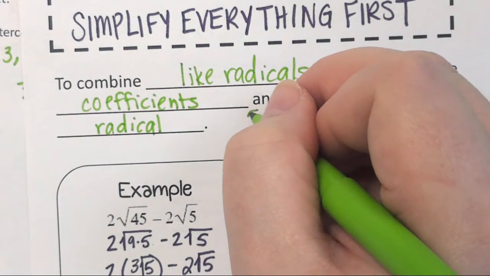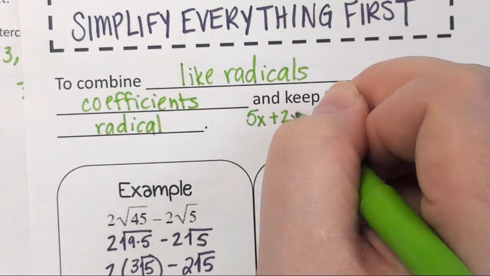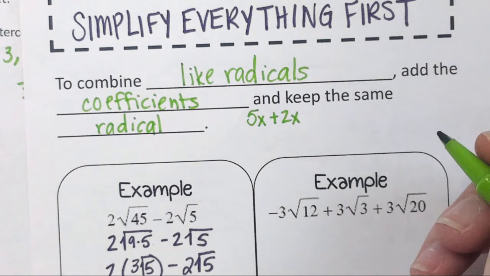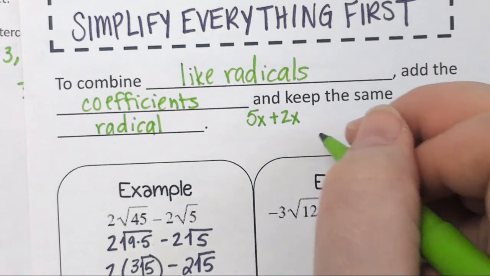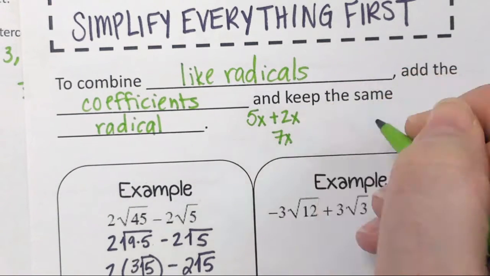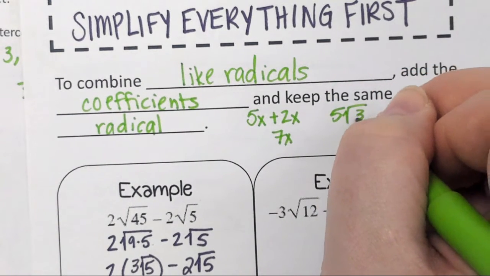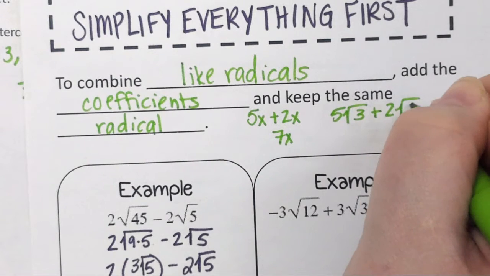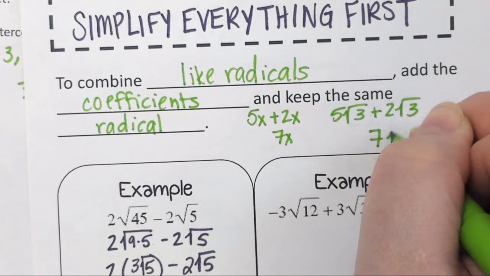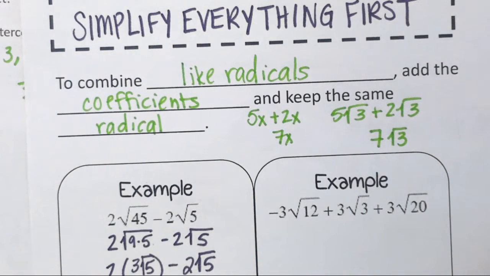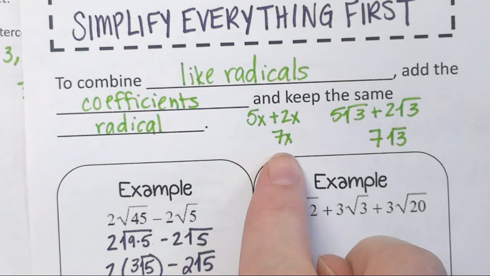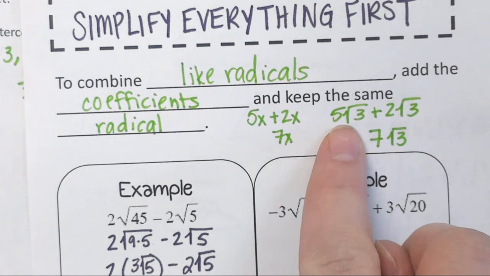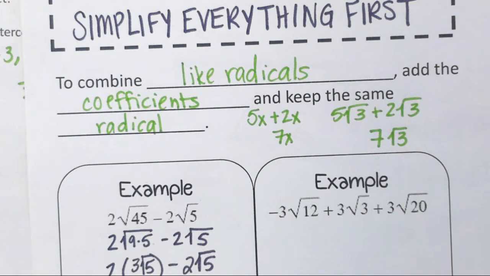If you did 5x plus 2x, what would you get? 7x. In the same way, 5 square roots of 3 plus 2 square roots of 3 ends up being 7 square roots of 3. You add the coefficients. You left the x alone. It stayed part of the game, but you didn't say it was 5x squared. You just said it was 5x. In the same way, 5 square roots of 3 plus 2 square roots of 3 is 7 square roots of 3.